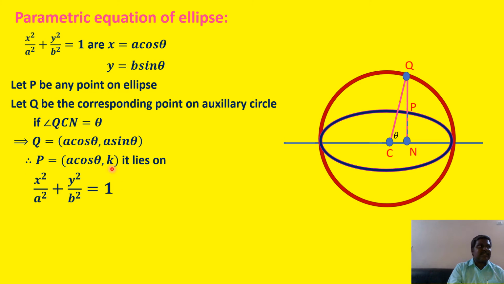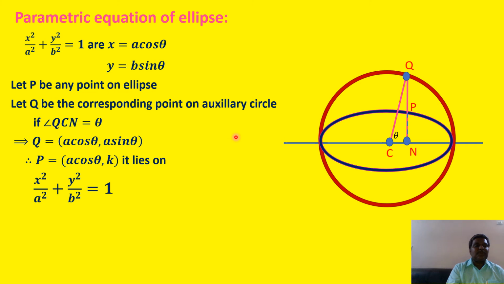x square by a square plus y square by b square is equal to 1. You just substitute the coordinates of P, replace x by a cos theta and y by k, you get the value of k. From that, you can easily write the coordinates of P. This is the way to find out the parametric equations of the ellipse.